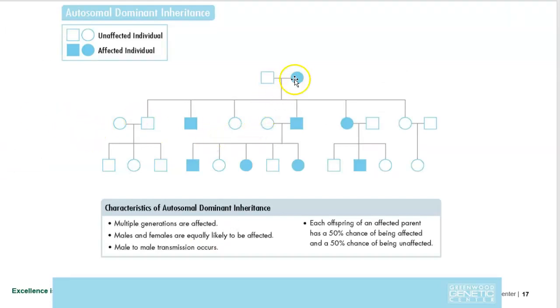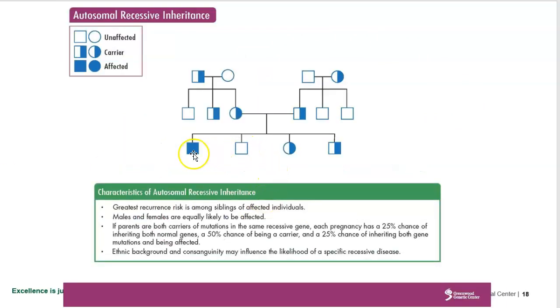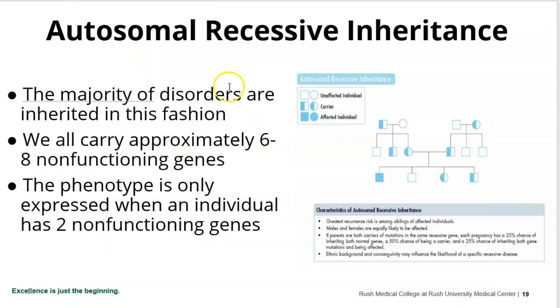So let's look at dominant inheritance. When we're looking at something dominant, we see it in many generations. We're going to go through this more and more, which is a recessive disorder, the first person in the family that has a disorder.